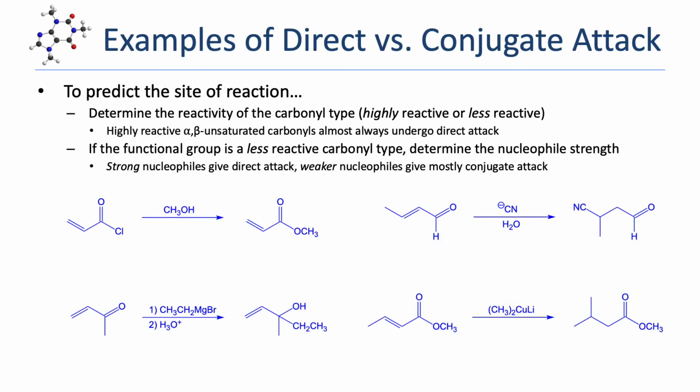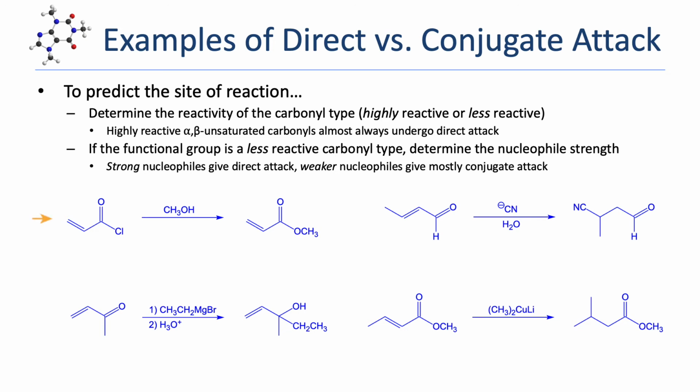So let's take a look at a few examples that will demonstrate how to predict whether an alpha-beta unsaturated carbonyl will undergo direct or conjugate attack. The overall process is straightforward. First, we determine the reactivity of the carbonyl. Highly reactive alpha-beta unsaturated carbonyls, that is, acyl halides and anhydrides, almost always undergo direct attack. If the carbonyl is one of the less reactive types, then we need to consider the strength of the nucleophile. Strong nucleophiles like Grignard reagents, organolithiums, and lithium aluminum hydride will induce direct attack. All other weaker nucleophiles will give mostly conjugate attack.